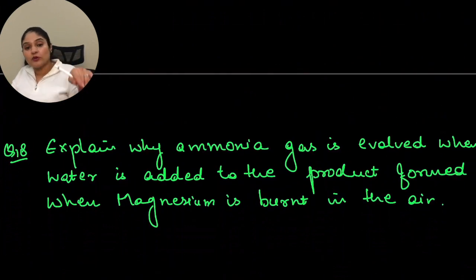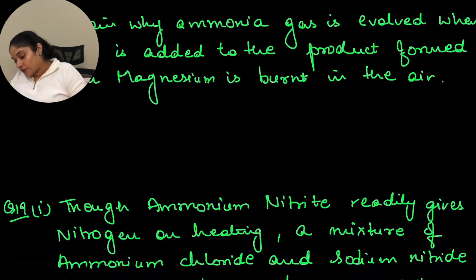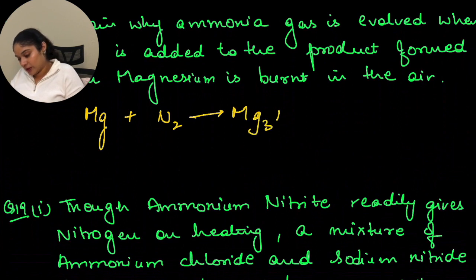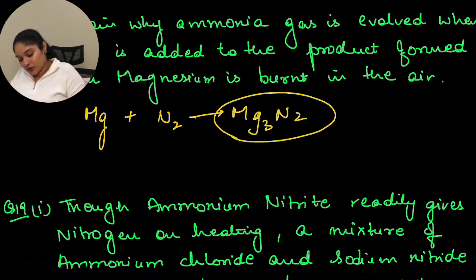Explain why ammonia gas is evolved when water is added to the product formed when magnesium is burnt in the air. Let's quickly look at the equation here. Magnesium is burnt in air, or in a jar containing nitrogen. Magnesium will burn with nitrogen, whether you're burning it in air or in a jar of nitrogen, and that gives you magnesium nitride, Mg3N2. Then this Mg3N2 combines with warm water.